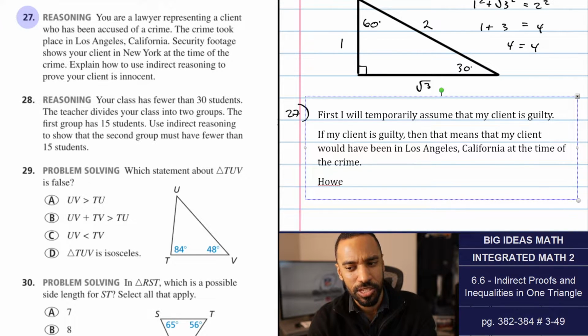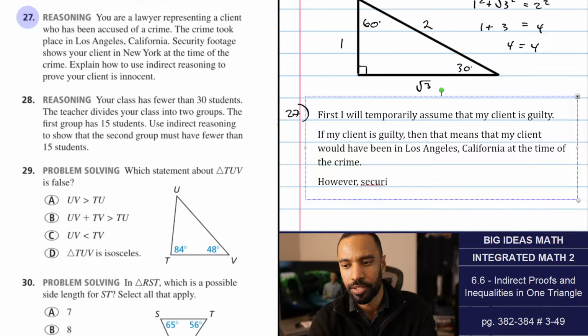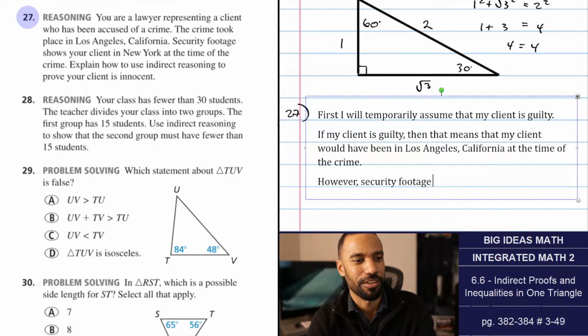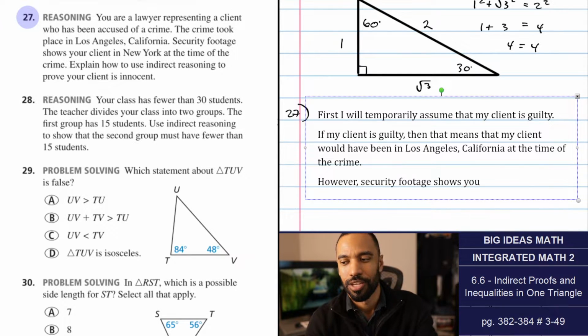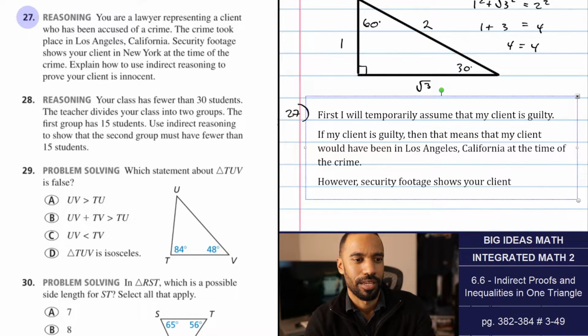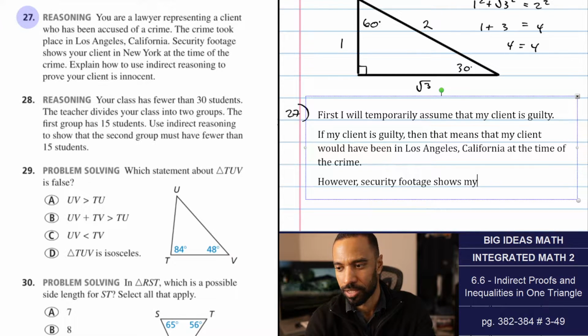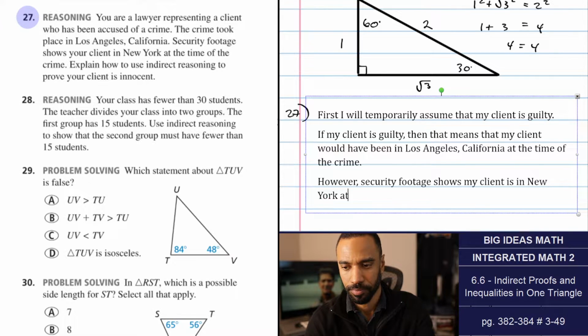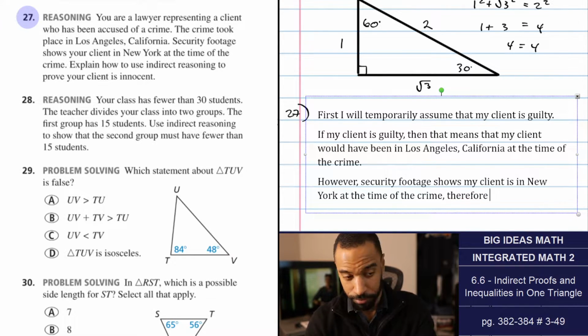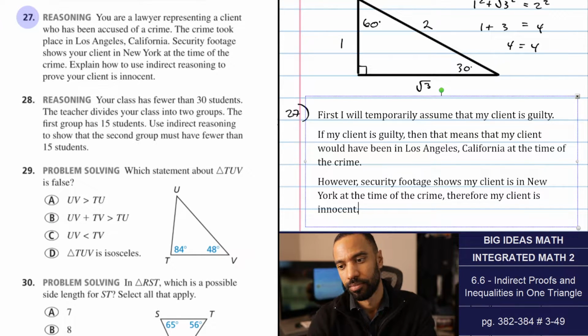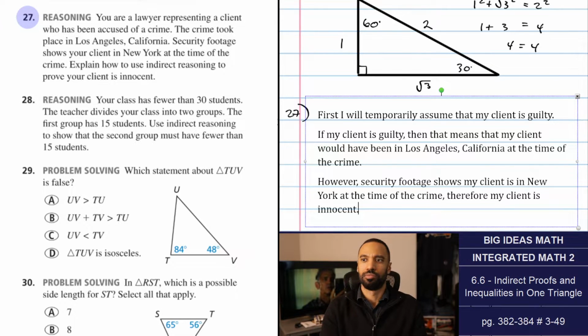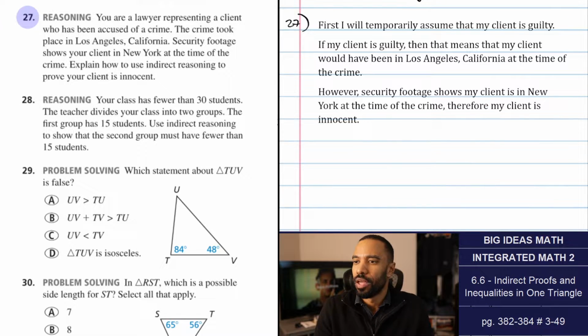However, and I think this is step 3. I think the however is the dispute. However, security footage, I like this. Security footage shows, as long as it's not math, right? Your client, my client. Security shows my client is in New York at the time of the crime. I think I can just do the therefore here. Therefore, my client is innocent. He hired the man who committed the crime.